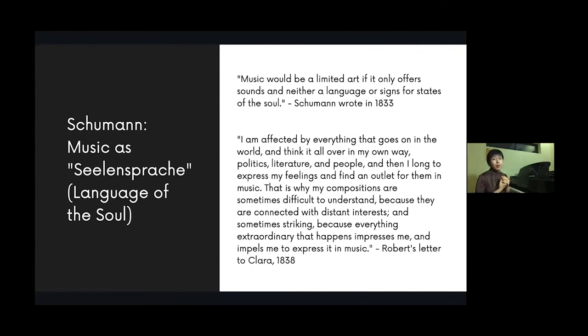We could never understand why Schumann had his own imaginary world, with all this Davidsbund, all this Raro and so many personalities. Florestan and Eusebius are there, and he even invented pet names for Clara, so all these characters that he invented in his own imaginary world. So nobody understands that. That's why it's difficult for people to understand his music. And sometimes striking, because everything extraordinary that happened in his lifetime impressed him. That's why his pieces are very autobiographical.